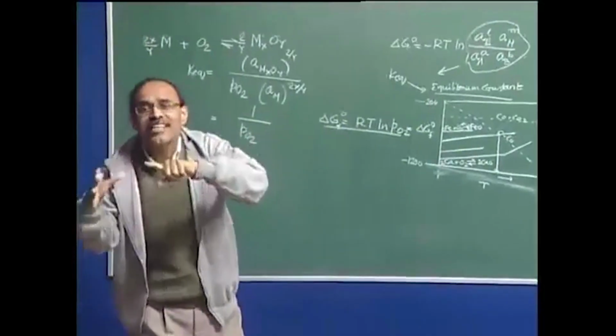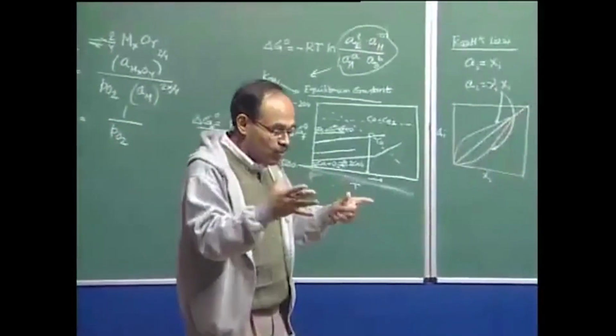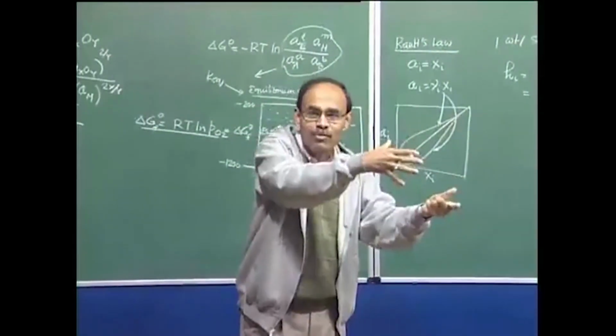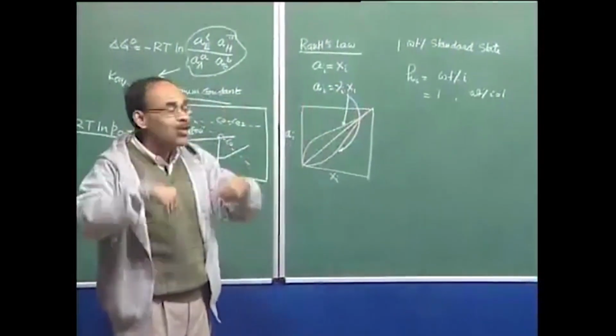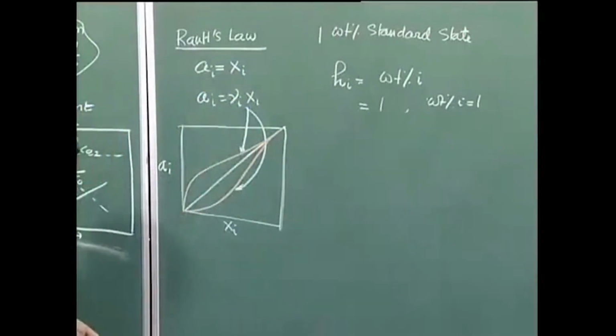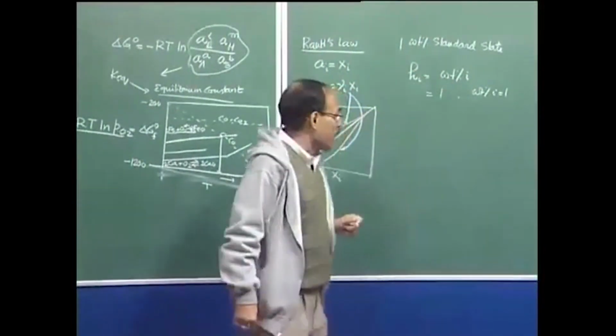So, one standard state is like a frame of reference. You can do a coordinate transformation from one frame of reference, shift the origin and go to another frame of reference. Exactly the same thing is applicable here. It is based only on our convenience that we sometimes use pure element as the standard state, or sometimes pure compound as the standard state, or sometimes 1 weight percentage.